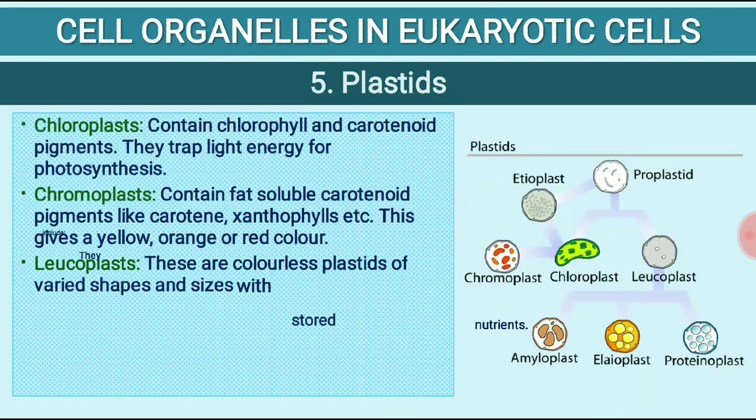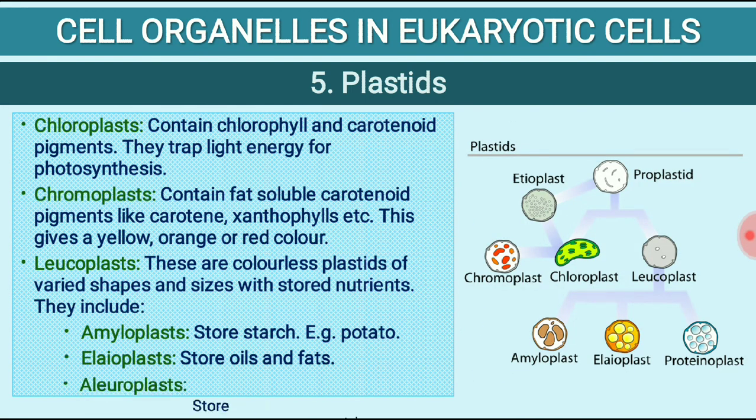The chloroplasts contain chlorophyll and carotenoid pigments which are responsible for trapping light energy essential for photosynthesis. In the chromoplasts, fat-soluble carotenoid pigments like carotene, xanthophylls and others are present. This gives the part of the plant a yellow, orange or red color. The leucoplasts are the colorless plastids of varied shapes and sizes with stored nutrients. Amyloplasts store carbohydrates, starch, for example, potato. Elaioplasts store oils and fats, whereas the aleuroplasts store proteins.